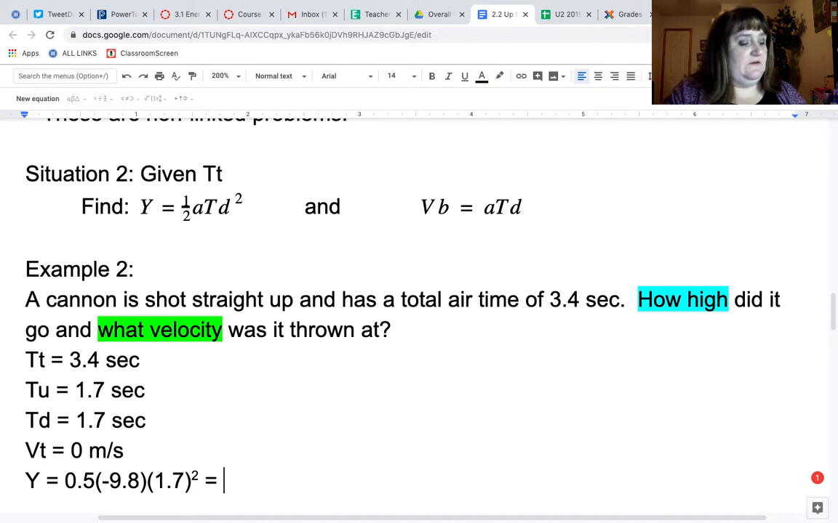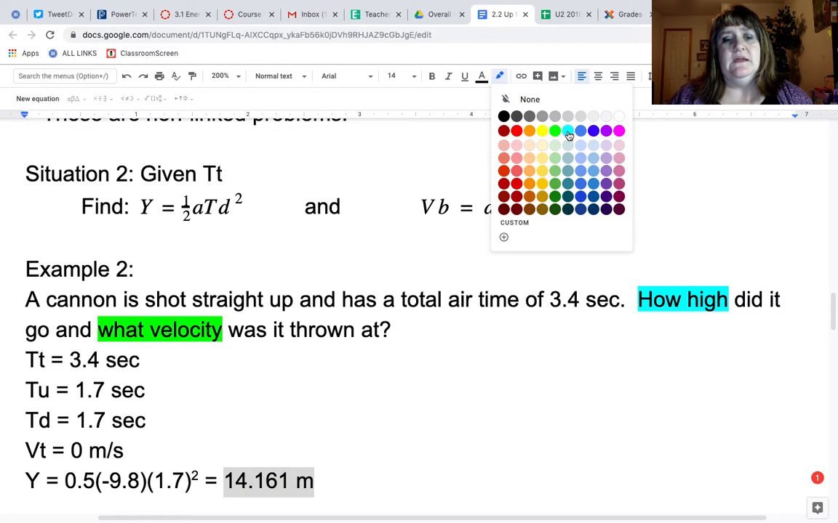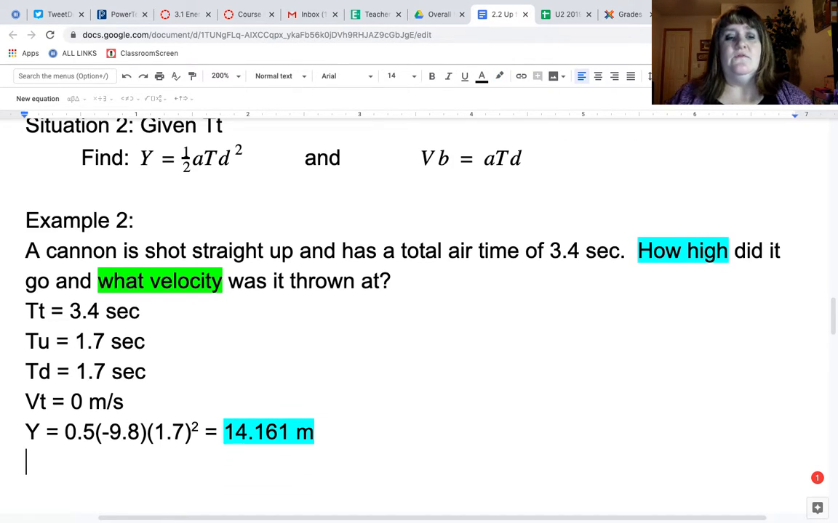Grab your handy dandy calculator. 0.5 times a negative 9.8 times 1.7 squared is 14.161 meters. Now, when I plug that into my calculator, I get a negative value, but remember, because it's coming down, we're looking at height, which will be positive, because it's going up at some point. Anyway, so how high does it go? Matching to our question should be 14.161 meters.